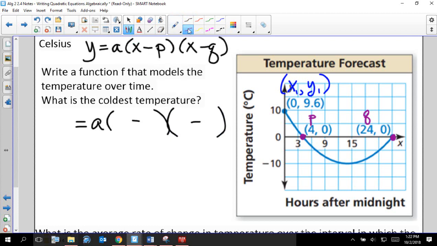So I've set it up, everything that I'm not plugging in. I'm going to put in x. No, I'm going to put in p and q first. My p is 4, and my q is 24. Then my x, y is 0, 9.6, but there are two x's, so I have to put 0 in both of those places, and then 9.6 is the y.